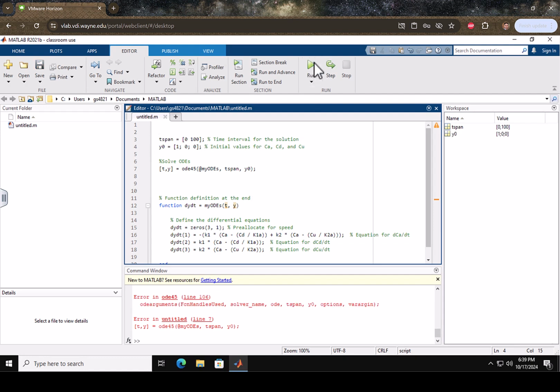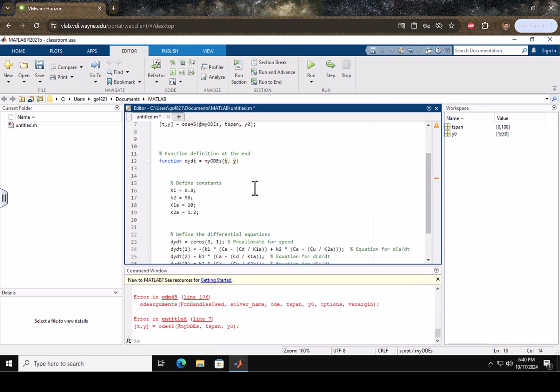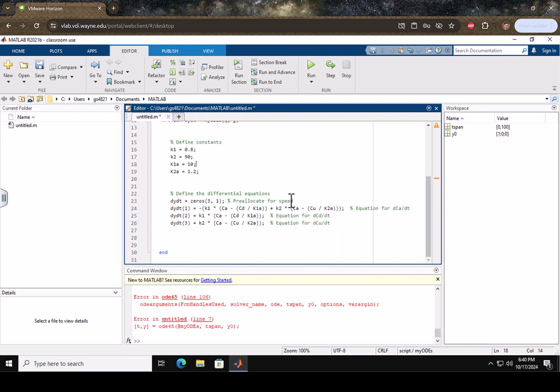So then if we try to run it again, now we're getting all kinds of errors. A lot more errors actually this time. It doesn't recognize what K1 is. It's because it doesn't know what all these are. So K1, we know all these constants are easy enough to fix. So we can just fix that right now. We can just define our constants and say, here's our K1, K2, K1A, and K2A.